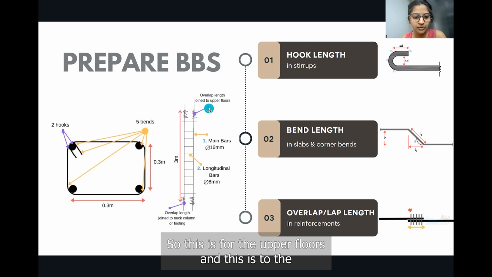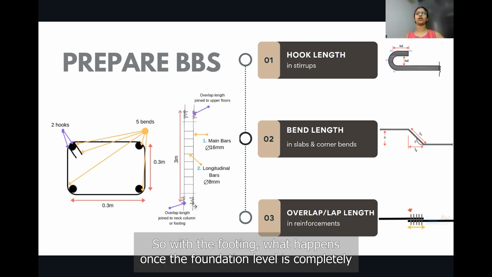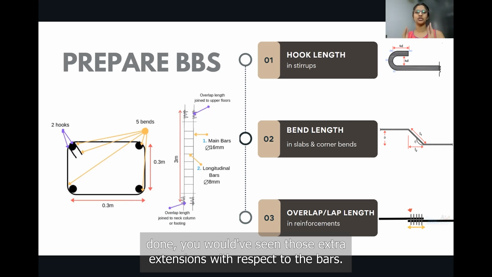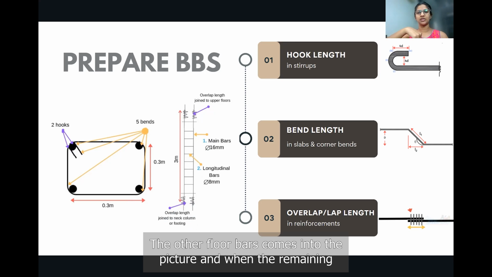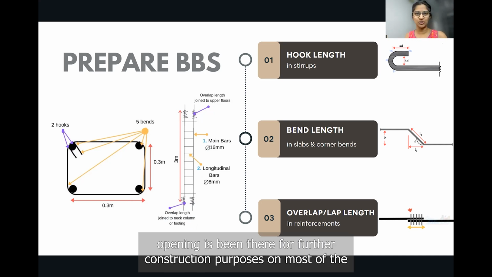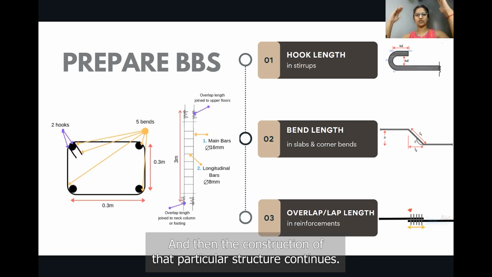So this is for the upper floors, and this is for the neck column, which will be joining with the footing. With the footing, once the foundation level is completely done, you would have seen those extra extensions of the bars. That's where the overlapping of the other floor bars comes into the picture. When the remaining opening is there for further construction, on most terraces you would have seen that's where this overlapping for the upper floors happens, and then the construction of that structure continues.